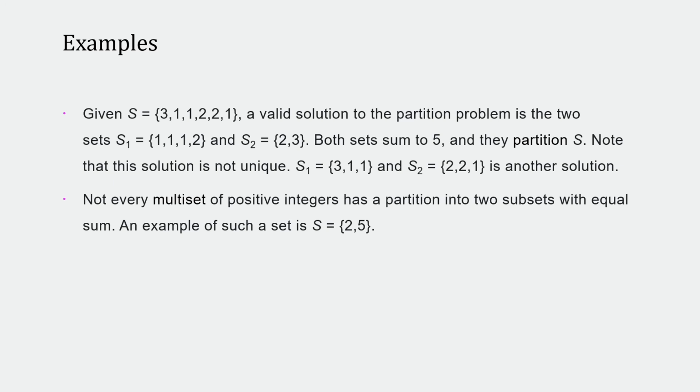Not every multiset of positive integers has a partition into two subsets with equal sum. An example of such is the set S equal to {2, 5}. Thank you. I'm concluding my presentation.